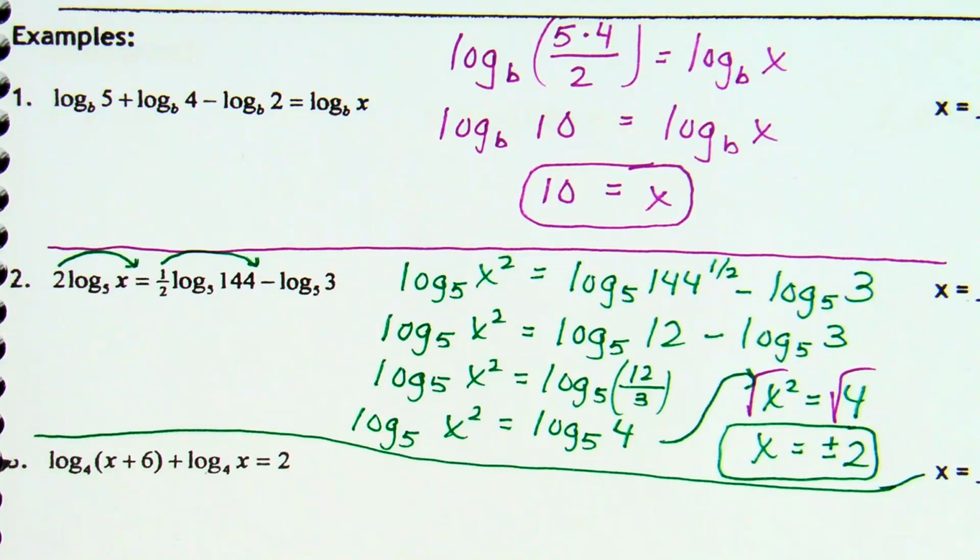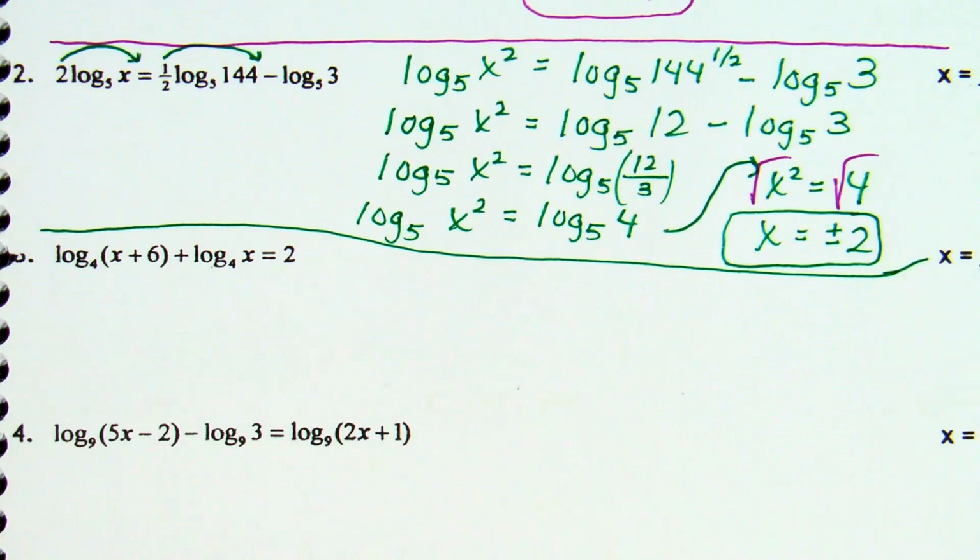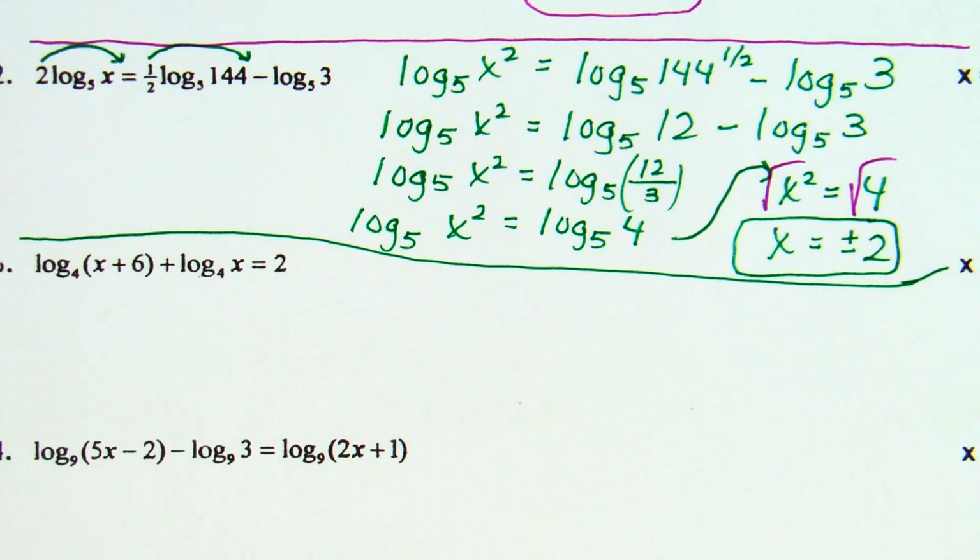Okay, let's do number 3, and then we'll move over to the other page. Log base 4 of x plus 6 plus log base 4 of x equals 2. Thoughts on where to begin?